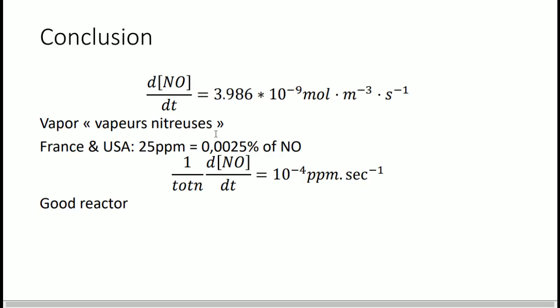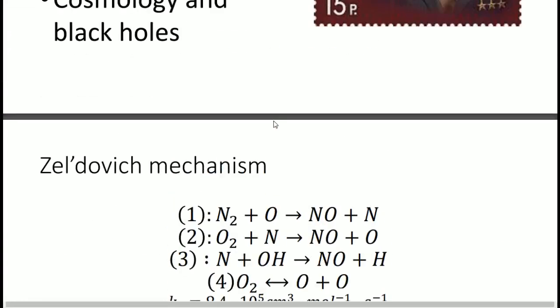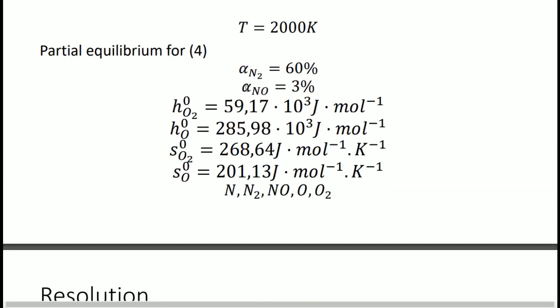So what I did is I checked the maximum regulation that we care about for nitrogen monoxide. So it was in France and the USA 25 ppm. So it's equal to 0.0025% of NO in the air. So obviously earlier we had, where is it? It's here. We had a fraction of 3%.